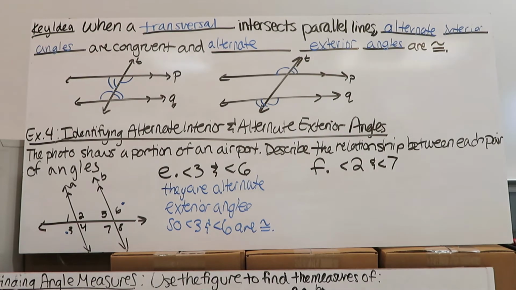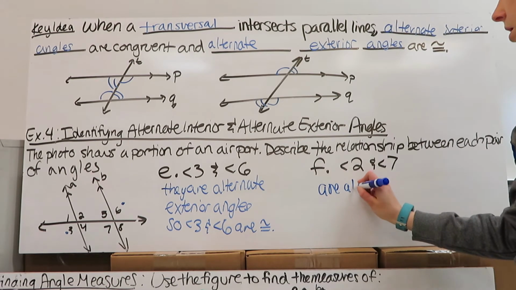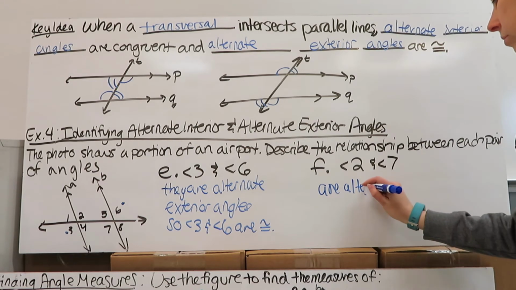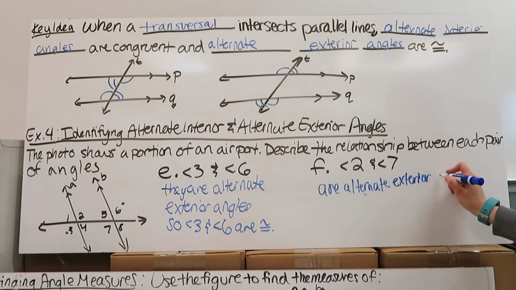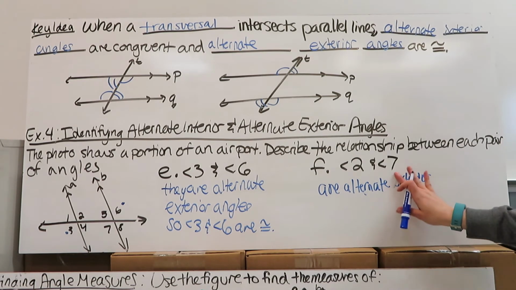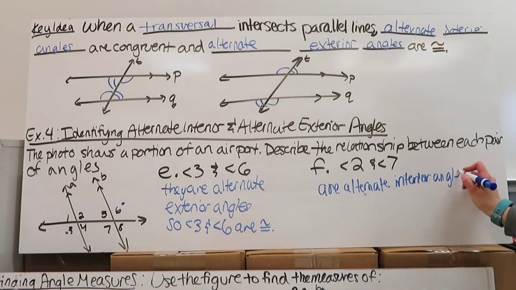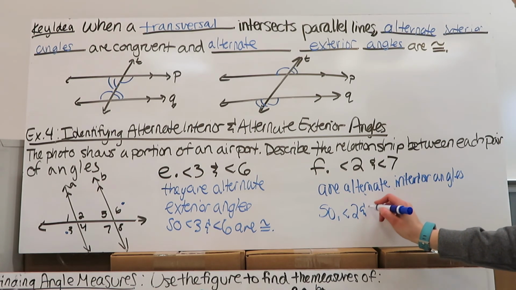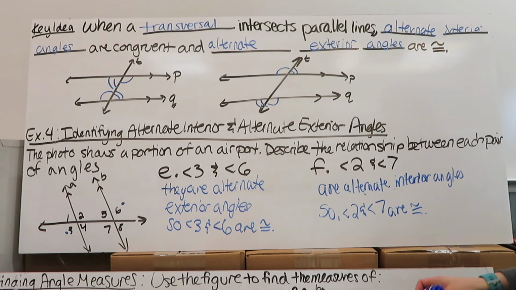2 and 7 are alternate exterior. Oops, not exterior, interior angles. So, angle 2 and angle 7 are congruent. Excellent job.